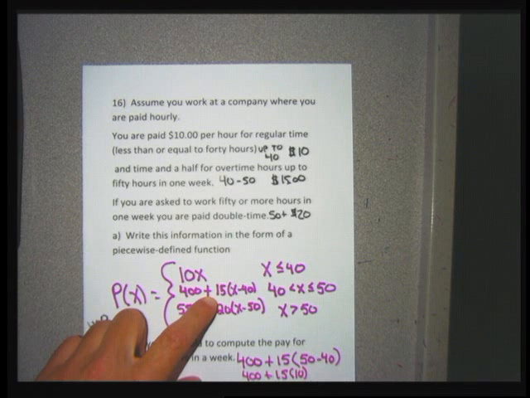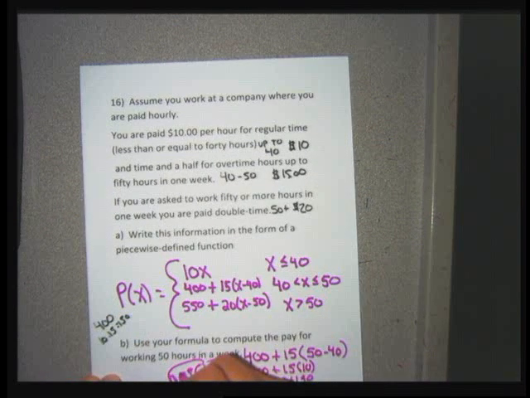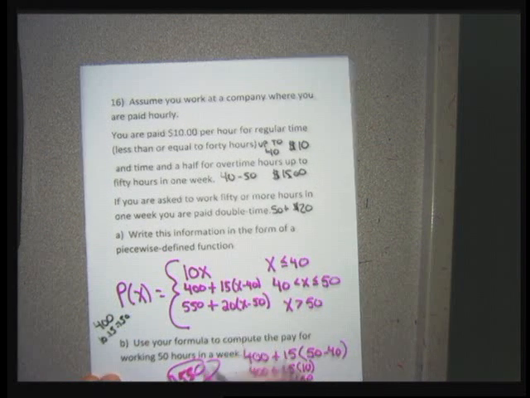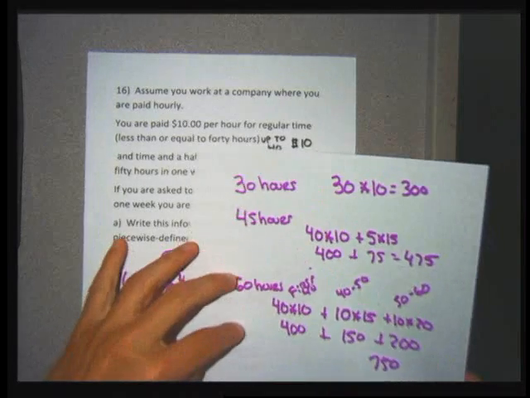So this is going to be 400 plus 150, and it's going to be 550. So the answer to part B, how much money I would make if I worked using this formula, if I worked 50 hours, this could be 550 bucks. Let me show you that this formula will work for 60 hours worth of work.